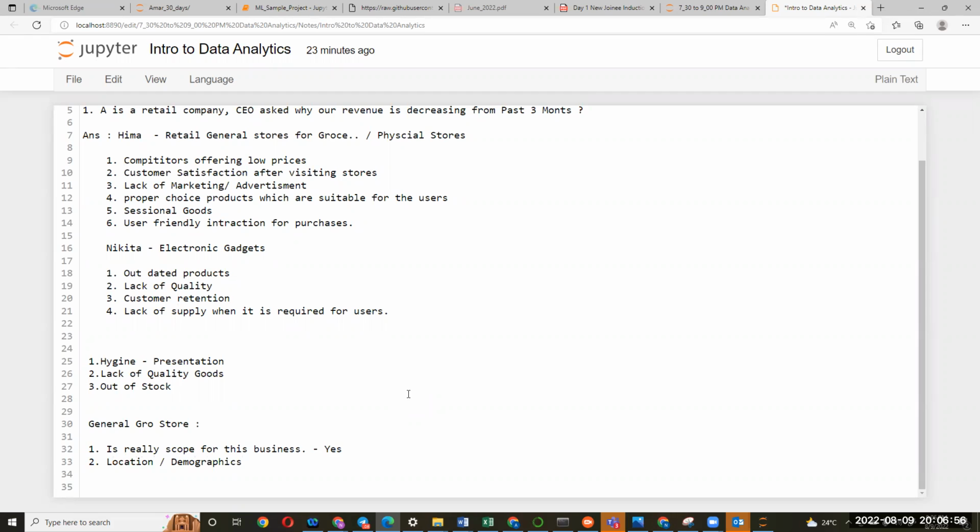Why I'm discussing these things is because we need to be aware that data analytics is a very fruitful thing for the business. So definitely you need to have a clear understanding and you need to be very clear on the business. That's true.